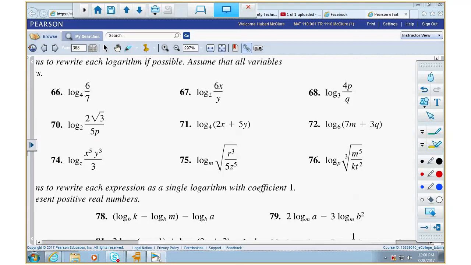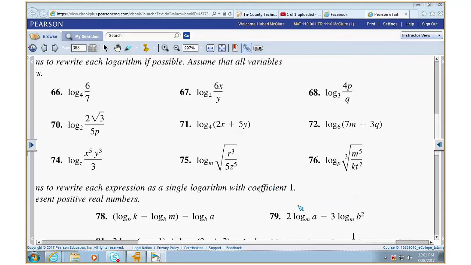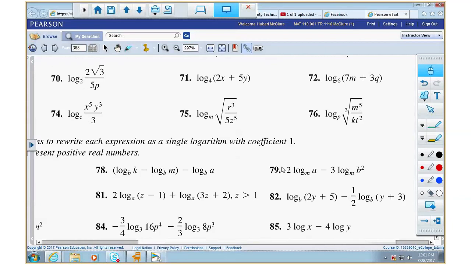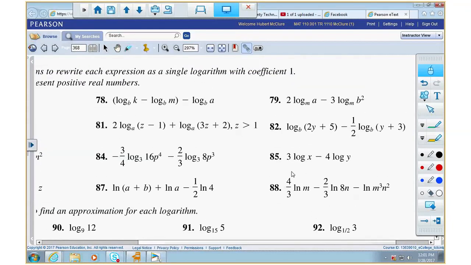Now the other type of problems having to do with rewriting is right here. Now look at that one. Now you're going the other way. So that's going to be log of k divided by m divided by what? A. So you would write it the other way. You go from right to left. That means one piece in there. Okay?